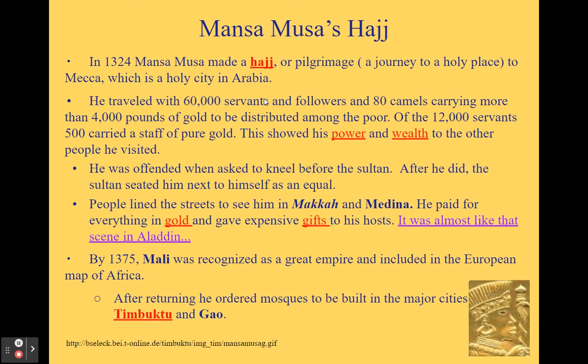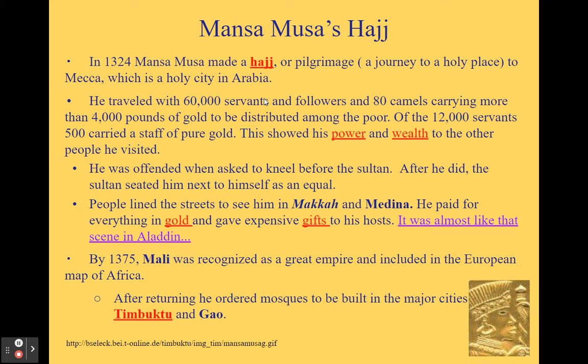He wasn't carrying that gold, though, just to carry it. He was giving it out to the poor people. He was giving it out to areas that he stopped in. And of the 12,000 servants, 500 of them carried a staff of pure gold. This was used as a way to show off his power and wealth to the other people he was visiting. Okay, so he's literally showing off by having them carry gold staffs.